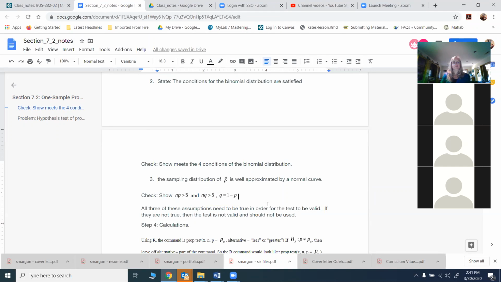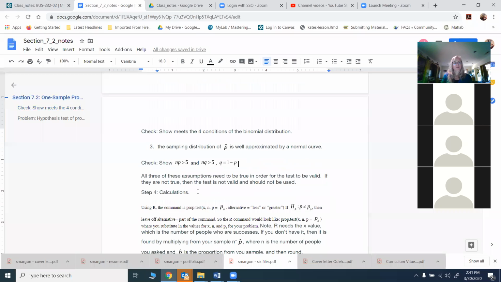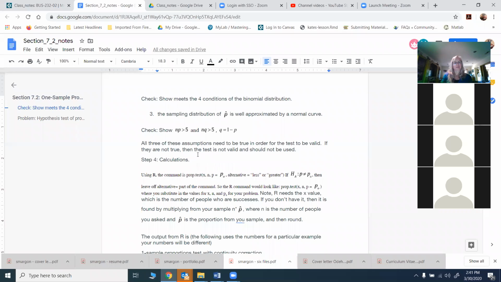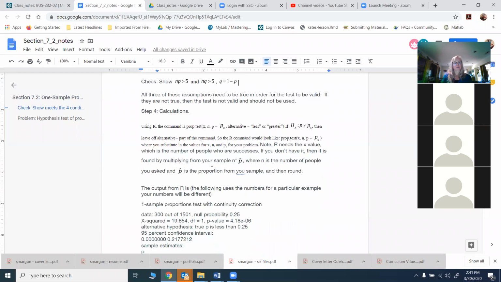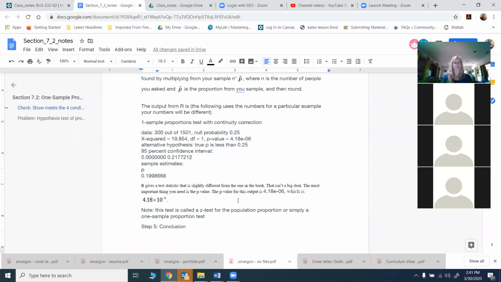So if all 3 of these assumptions are met, then this test is valid. If they're not, then the test is not valid and you shouldn't be doing this test. All right. So we're going to do some things about this and show you how this works. Your next step would always be your calculations. We'll show you how to do that in R.